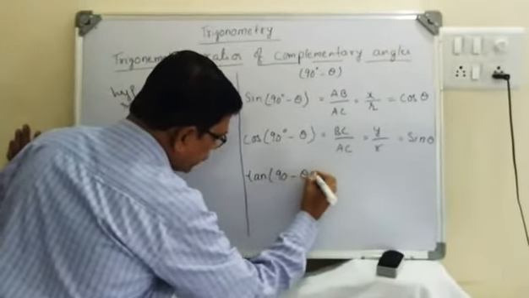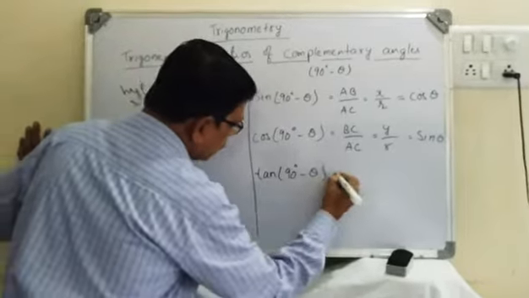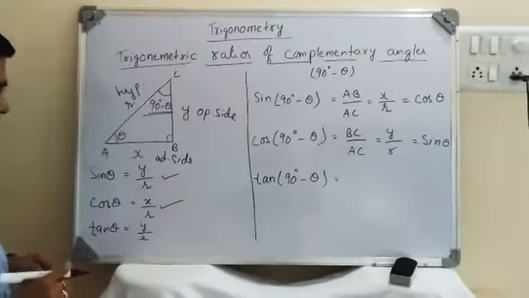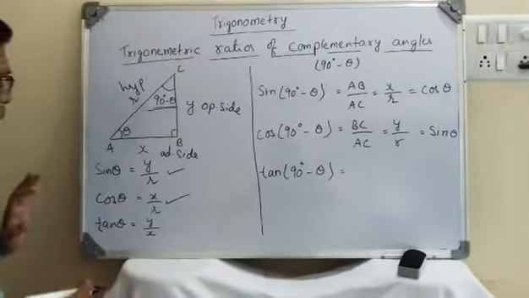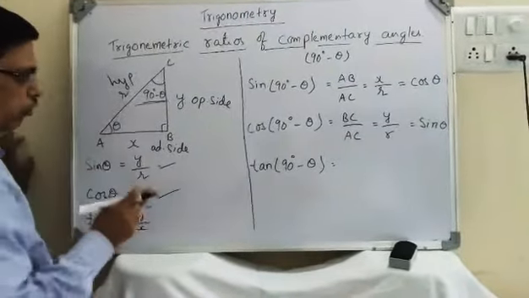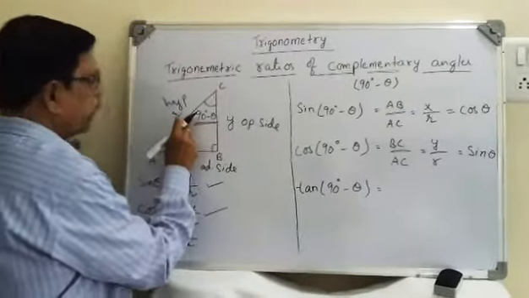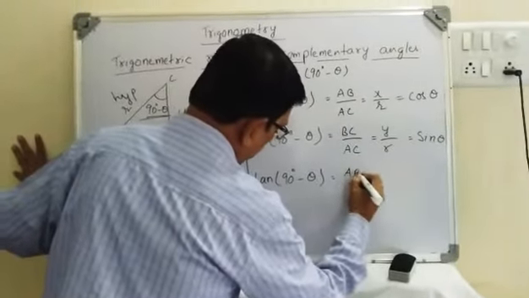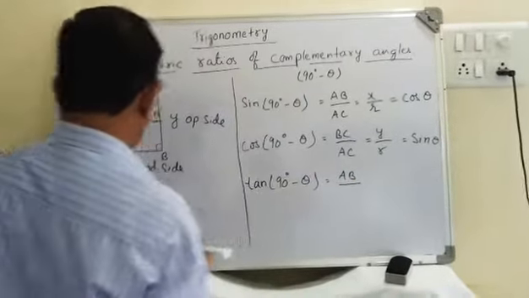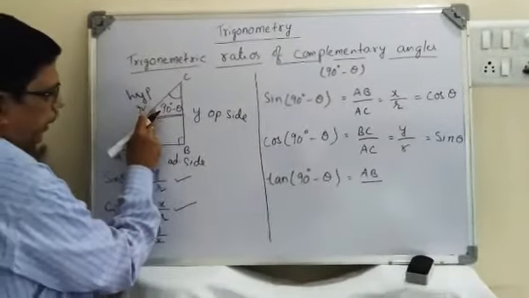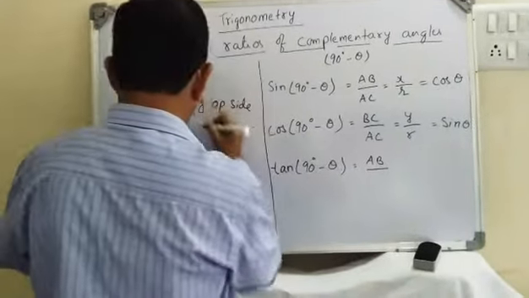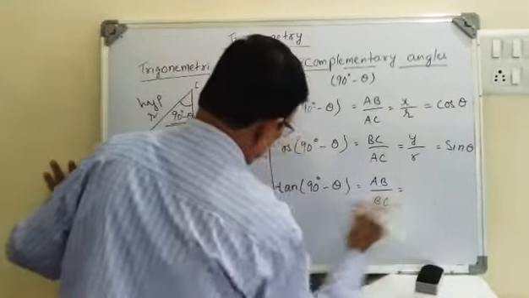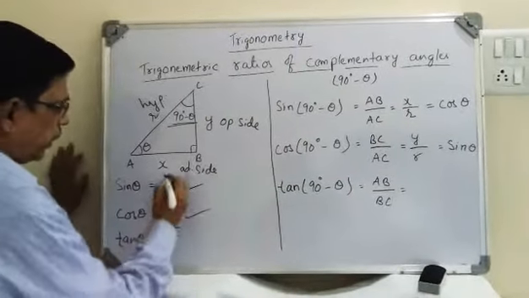Tan 90 minus theta. So what is the ratio of tan? The ratio of tan is nothing but the opposite side by adjacent side. Opposite side of what? Opposite side of 90 minus theta, that is AB. And the adjacent side of 90 minus theta is BC. So we take that as x by y.